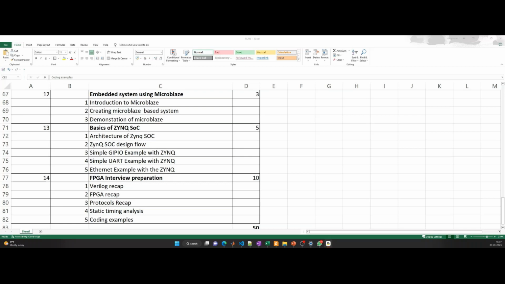Will there be an STA class with respect to the front end in this course? Yes, yes, it will be there. Static timing analysis will be there.